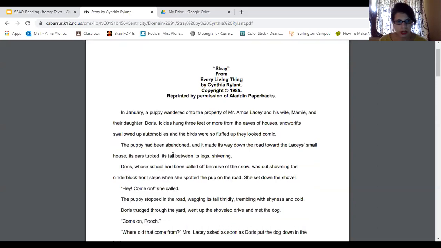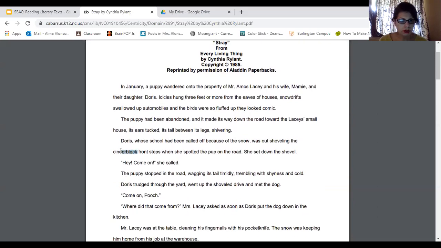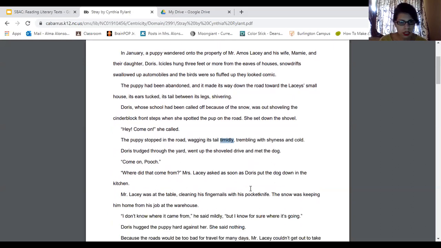The second word is cinder block. Repeat the word, cinder block. Write it down or circle it. Next word, timidly. Go ahead and circle that one. Okay. The next one I wanted you to circle was trudged.